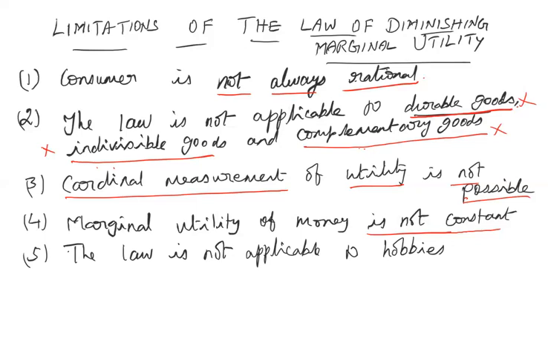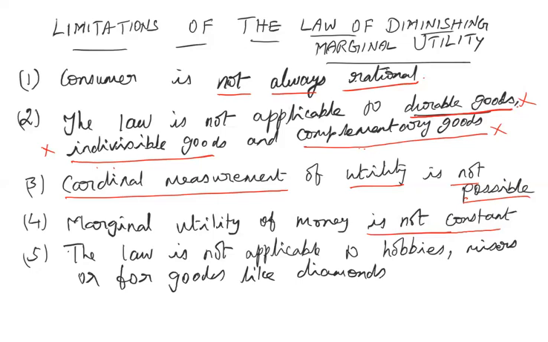So it is not applicable to hobbies, misers, and any costly scarce commodity, like for example jewelry, or goods like gold, diamond. Isn't it? The more diamonds you are discovering, the more diamonds you are purchasing, the more the satisfaction. So for these kinds of cases, the law is not going to be applicable.